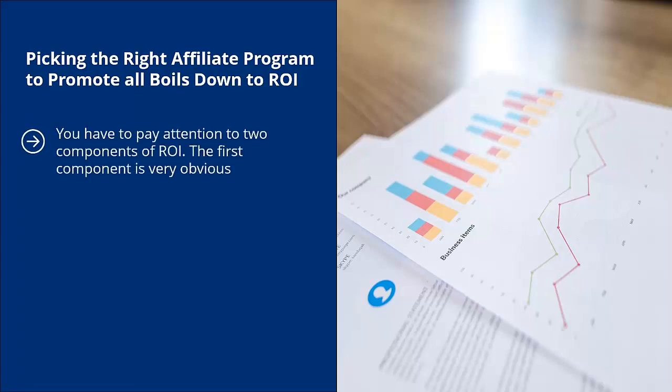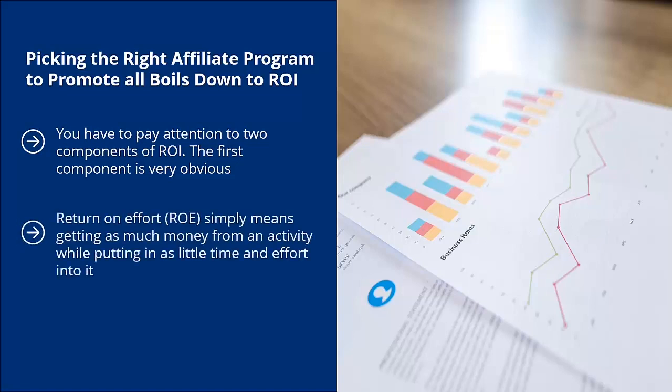The first component is very obvious. This is return on investment. Put simply, how do you get the most return for every dollar you spend on your business? Return on effort, ROE, simply means getting as much money from an activity while putting in as little time and effort into it. Put it another way. How do I maximize my income while minimizing my effort? For every minute I spend on doing something, how do I maximize the amount of dollars coming out of that activity? Both these factors must be at play.